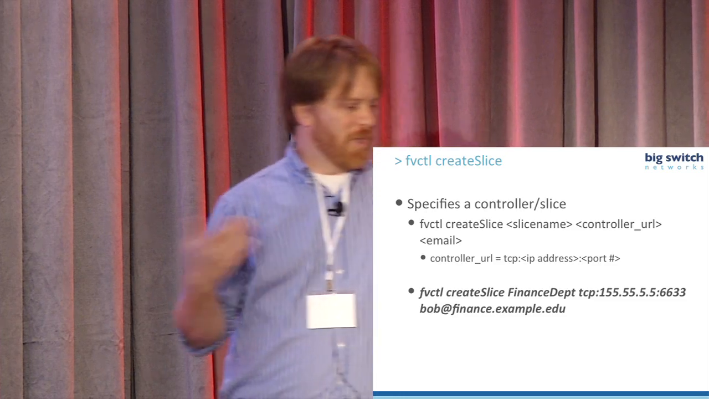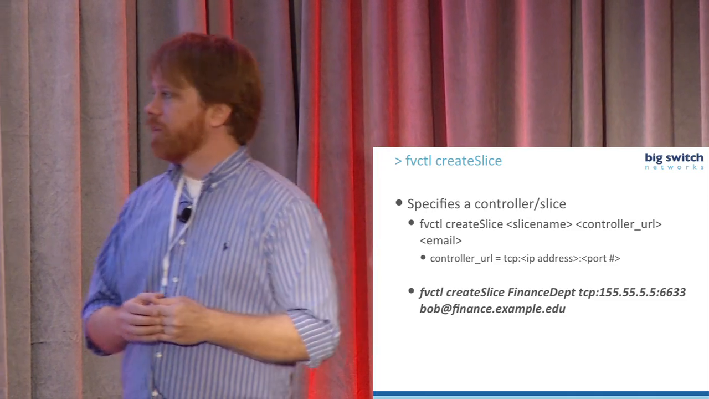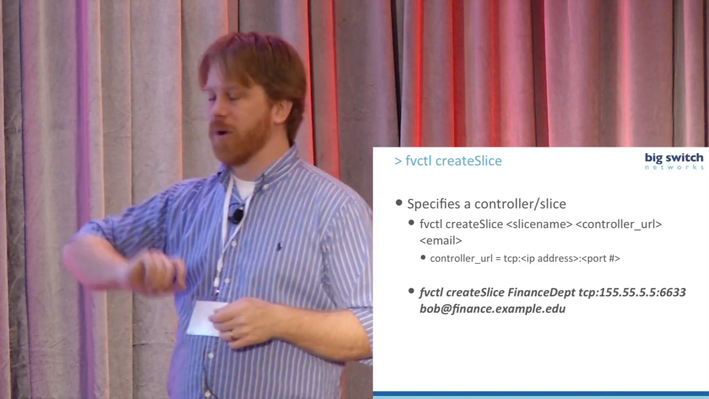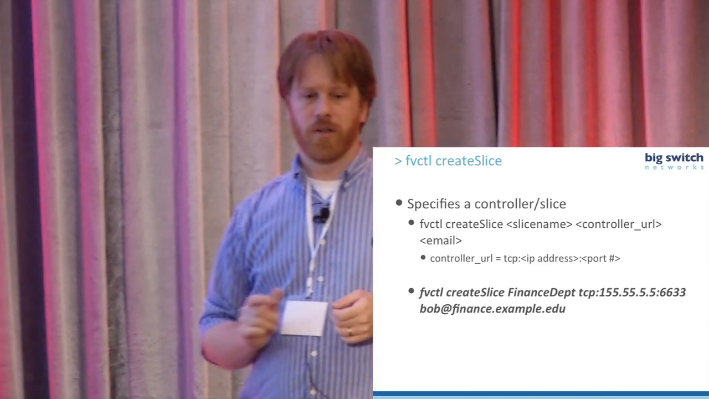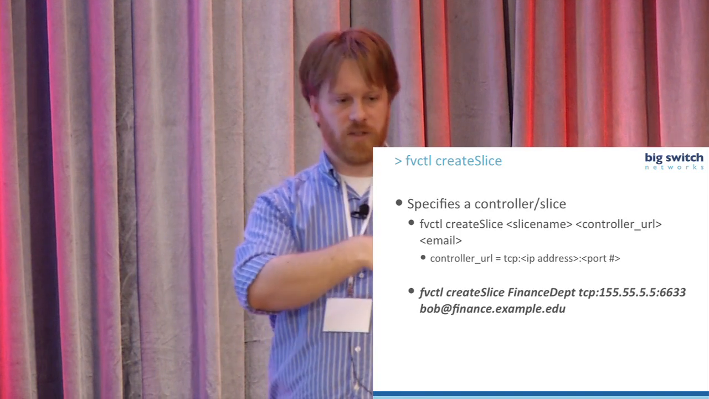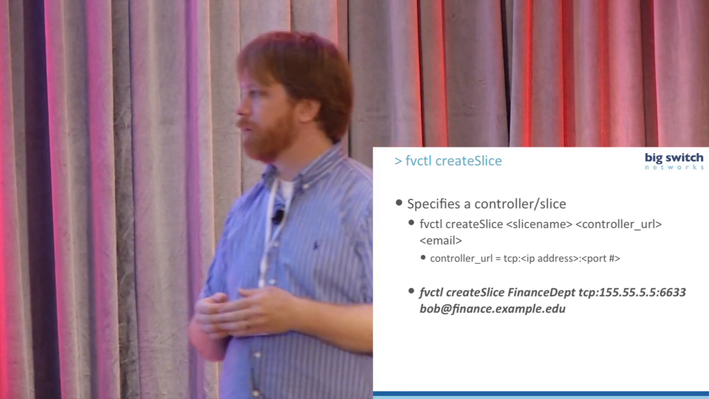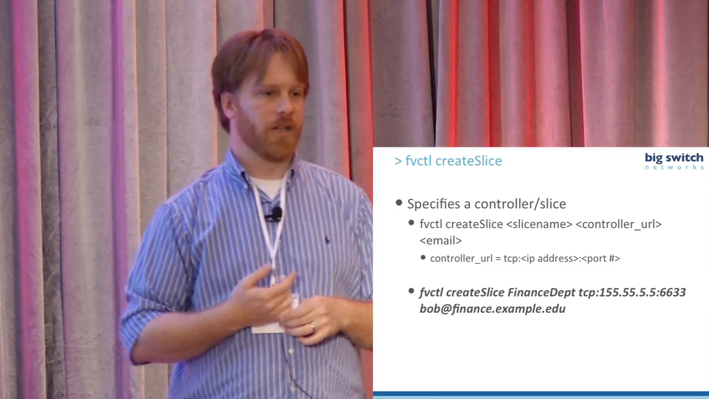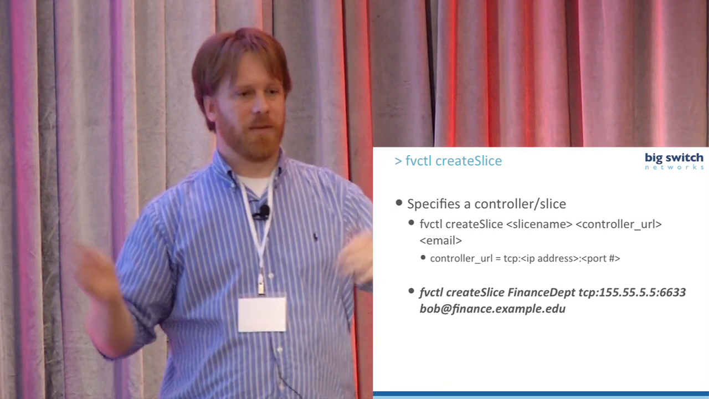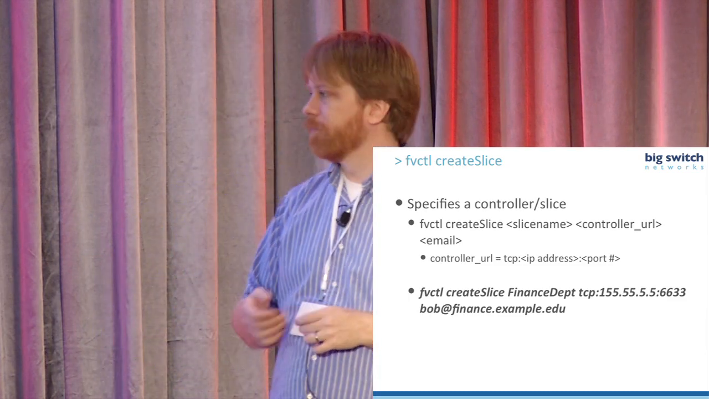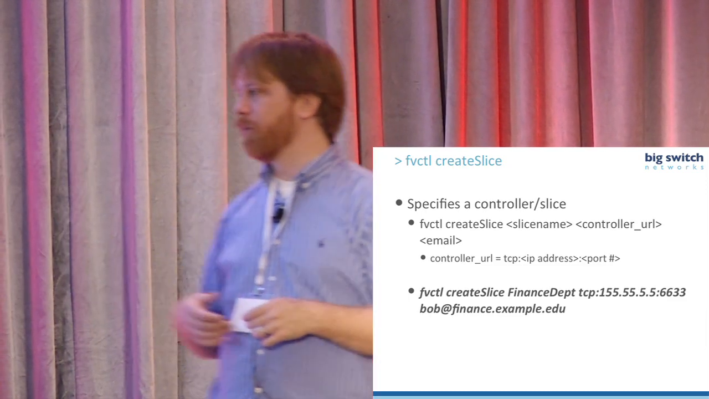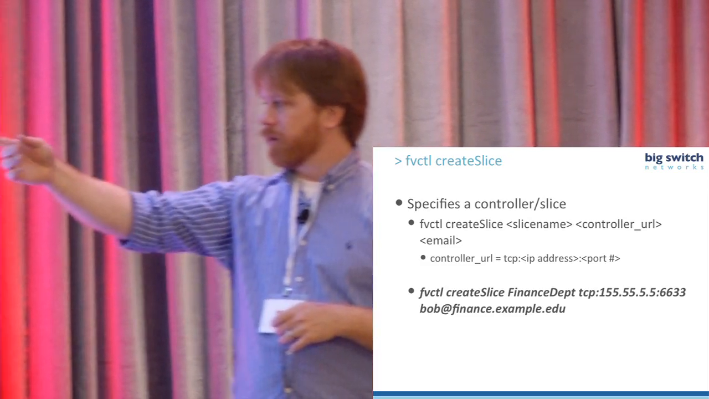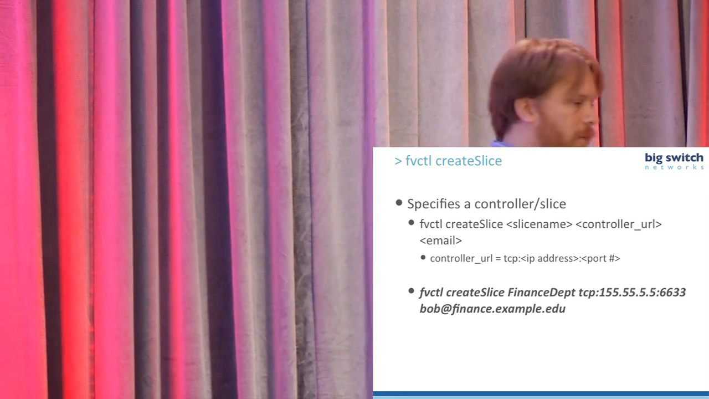But what does it mean to create a slice? For the command line, you run fvctl create-slice. You give the slice a name. You give a URL to a controller, which is where the person who owns the slice has their controller living. I threw in an email for contact information, so you know who to yell at. Yes, there's isolation in the network, but you still want to be able to contact people when they're doing bad things. An example would be: create a slice for the financial department, this is where the controller lives, and this is their particular network admin.